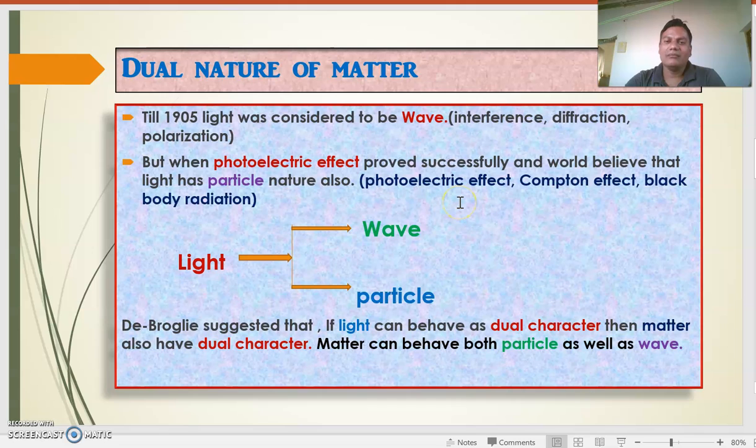Same as the photoelectric effect, the Compton effect and black body radiation, both these concepts are based on the particle nature of light. So what we can conclude: light is made up of wave as well as particle nature. In this tree diagram, you can see light consists of wave as well as particle nature. By studying this, the scientist de Broglie, who was doing his PhD, wrote in his thesis that if light can behave with a dual character, then why not matter? He wrote that matter also has a dual character because matter can behave both as a particle as well as a wave.